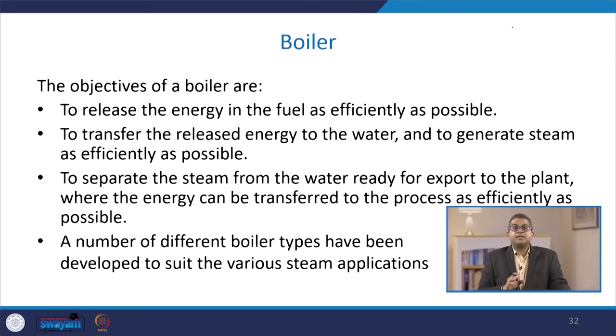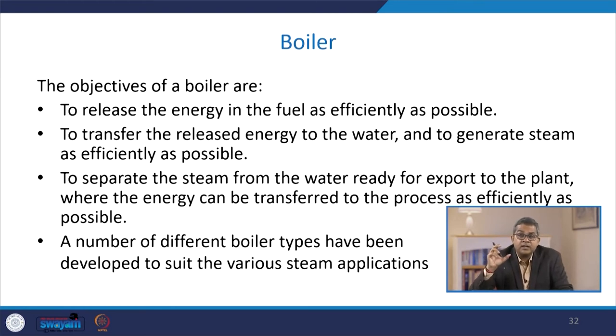So, when we call the boiler a pressure vessel, and a lot of operations are carried out within the boiler, one may ask: what is the objective of the boiler? It acquires heat from some source, delivers it to the water, generates steam at high temperature and high pressure, and distributes it. The objectives of the boiler are to release the energy in the fuel as efficiently as possible, to transfer the released energy to the water, and to generate steam as efficiently as possible.